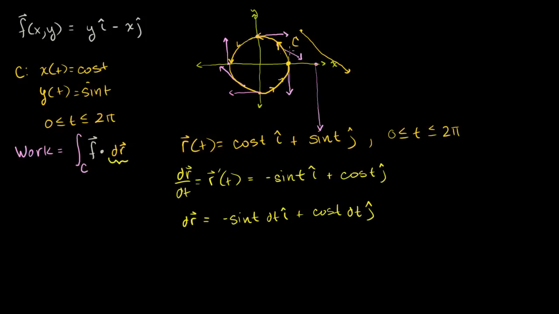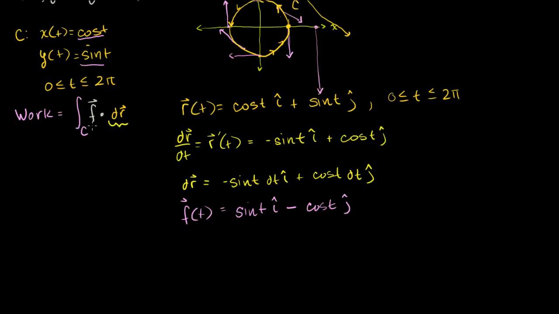And then we'll have the force from the field at any point or any time t. So let's do that. So this guy right here, if I were to write it as a function of t, this is going to be equal to y of t, right? Y is a function of t. So it's sine of t times i, plus, or actually minus x, or x of t. X is a function of t. So minus cosine of t times j. And now all of it seems a little bit more straightforward.